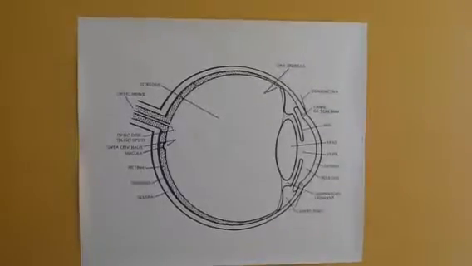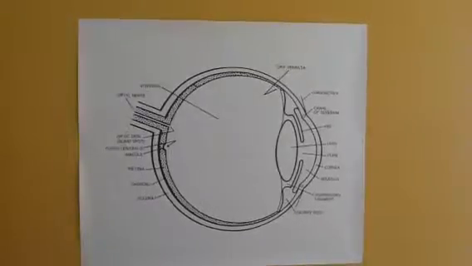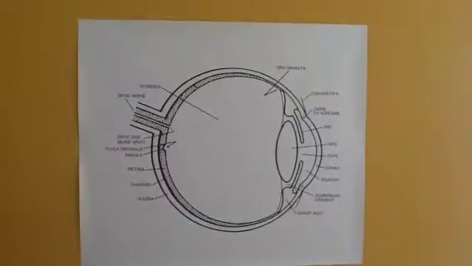In part 1, I will use the label diagram that you see on the screen to discuss important components of the eye and their functions. In part 2, I will discuss how disease affects 3 components of the eye. I will start with the anterior segment or front part of the eye.